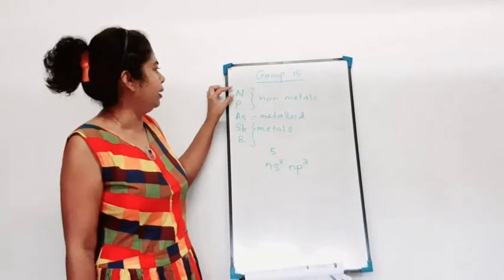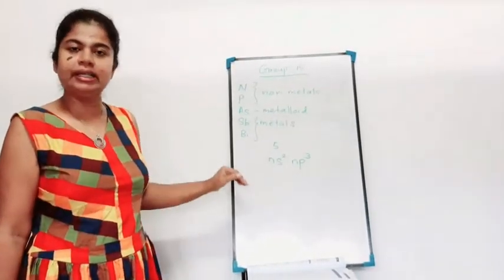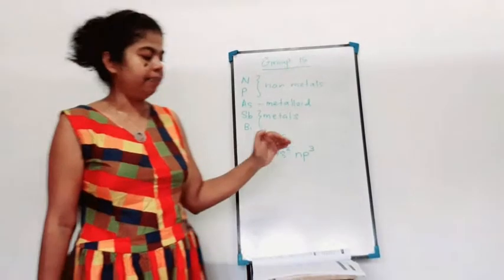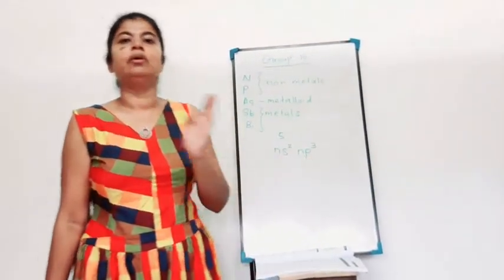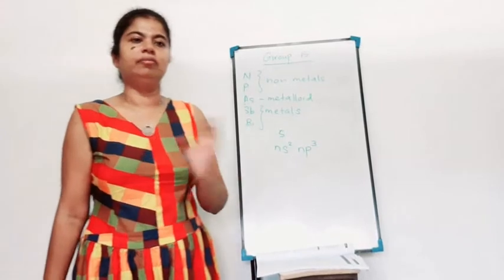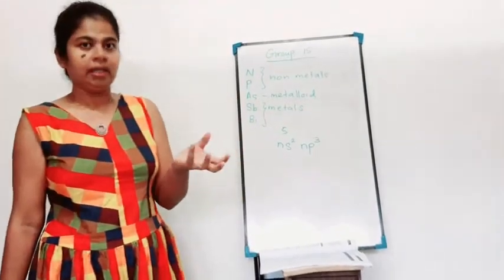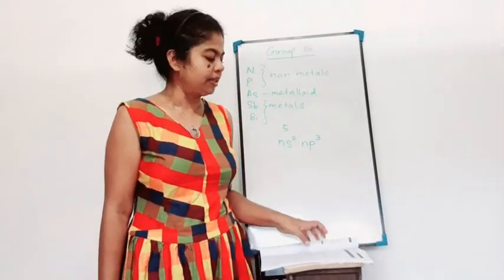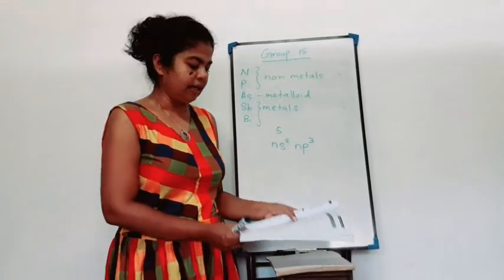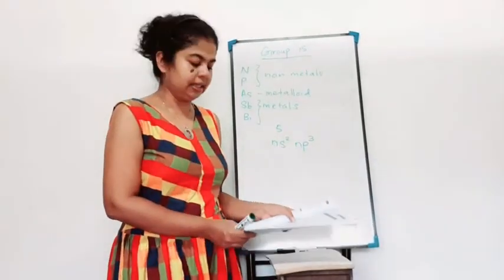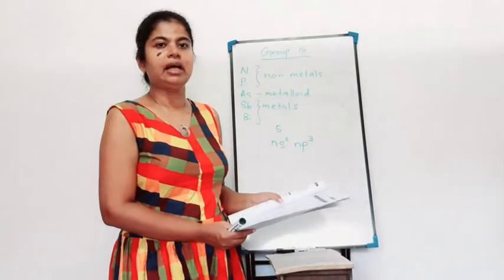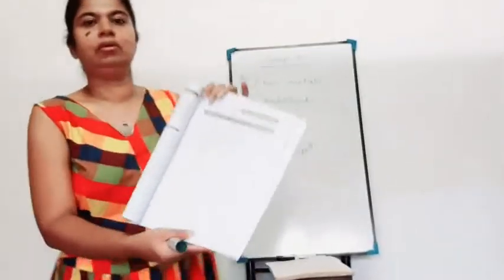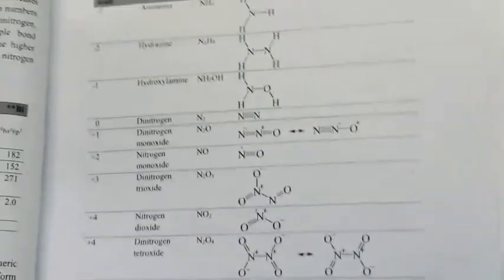But anyhow, if we take nitrogen, the oxidation state of nitrogen can differ from -3 to +5. So there are various compounds that we involve with these oxidation states. If you refer to your resource book, 137th page, I'll show it to you.